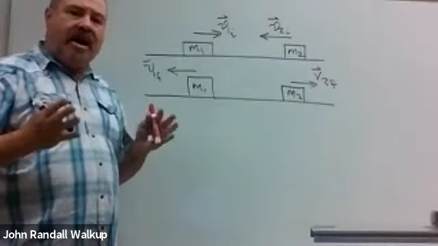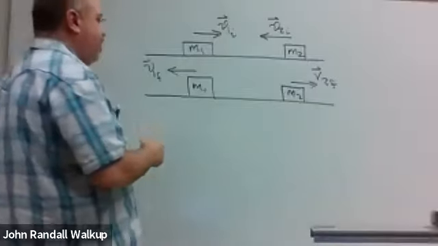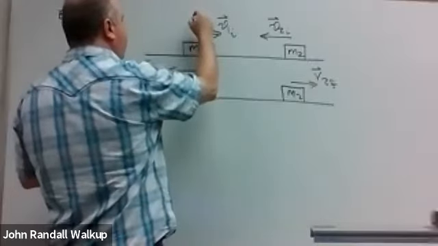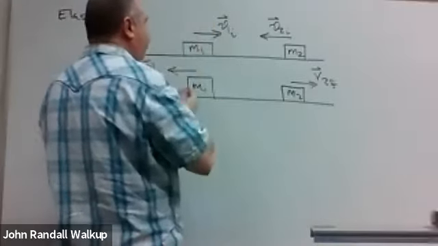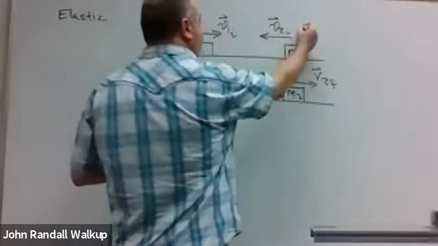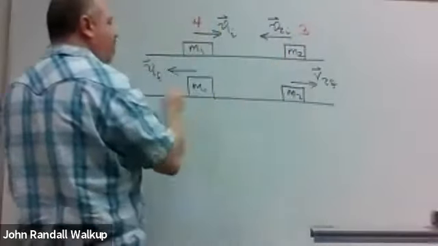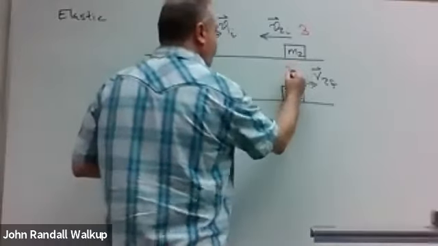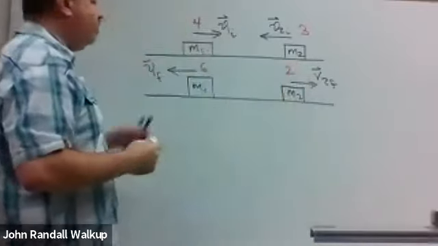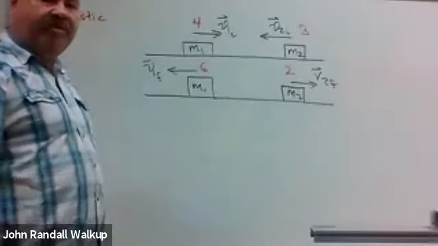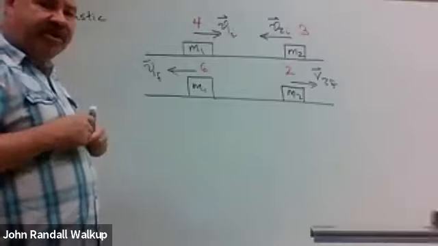Okay. Now, let's go ahead and put in some values here. We'll say that this is going at 4 meters per second. This will be going at 3. And when they bounce off each other, this one's going backwards at 6, and this one's going at 2. And of course, these are meters per second. Those are the speeds that the objects are moving. How do we solve this?